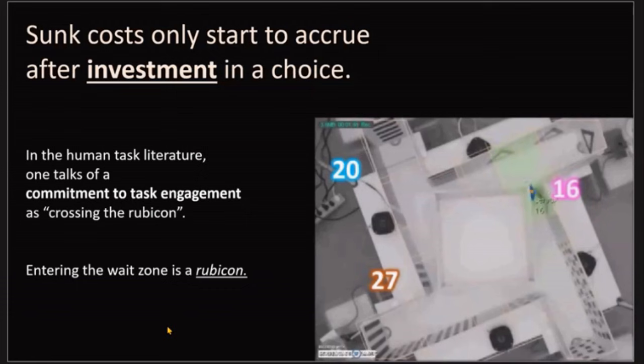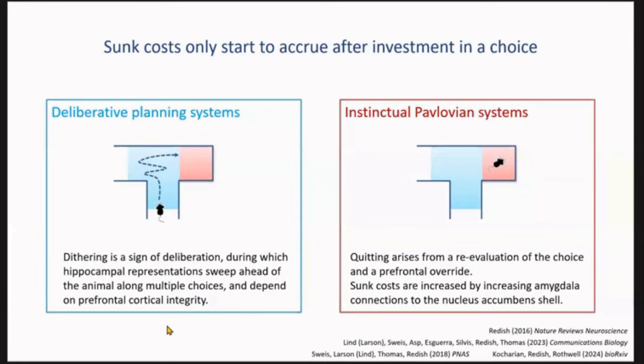And the reason that this is particularly interesting is subsequent work has determined that in the offer zone, the animals are using these planning systems. They're using what's next systems, what's the future systems. And in the wait zone, they're using these instinctual systems. And the neural circuits, we can actually manipulate, because we have neuroscience techniques, we can literally manipulate the neural circuits to change their ability and their sensitivity to sunk costs in these wait zones.